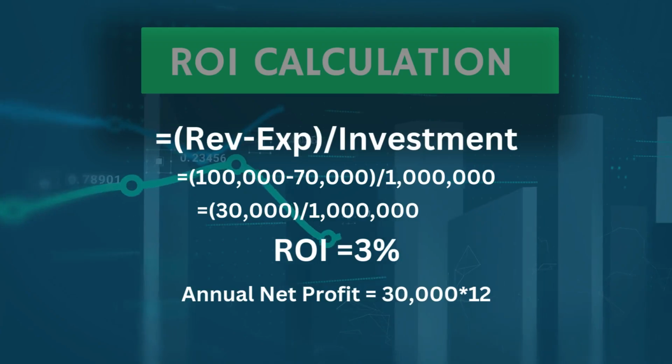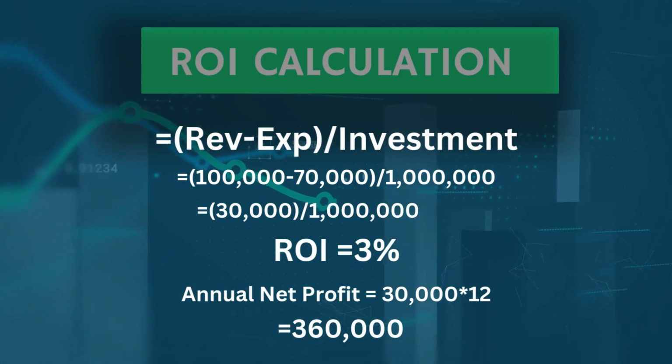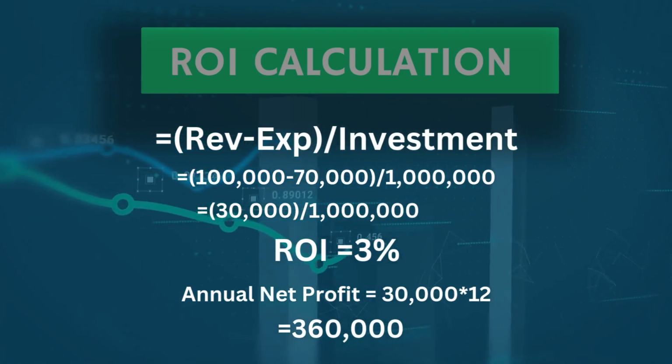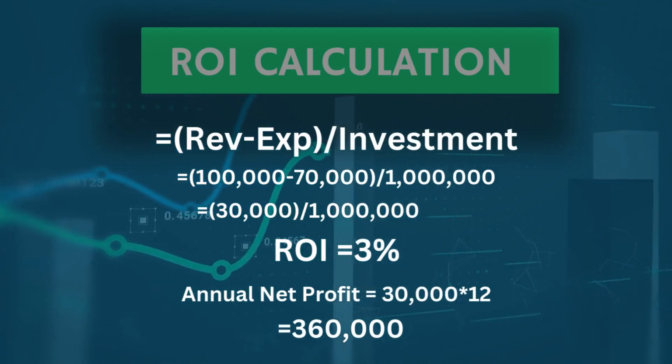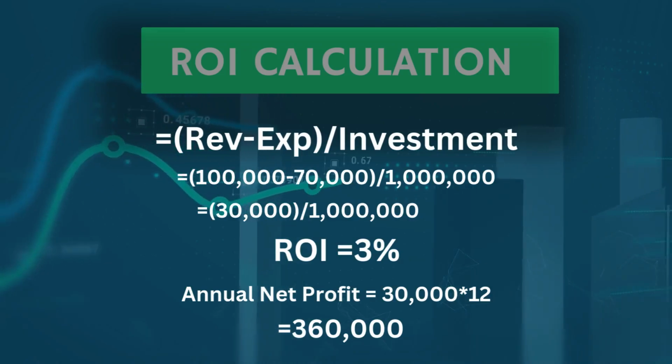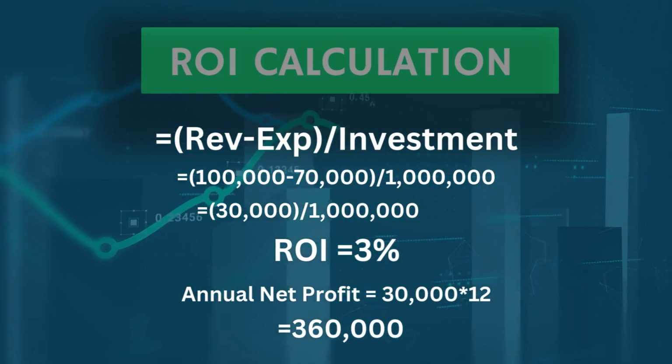At the end, I just want to mention that with monthly net profit, we can also calculate our annual net profit by simply multiplying our monthly income by the total months. And here we can see that we have got an annual net profit of 3,60,000 against the investment of 1 million.